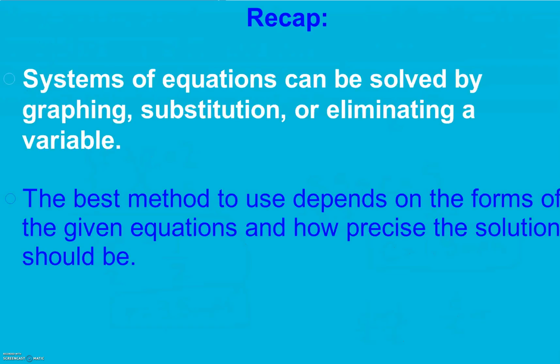A real quick recap here for section 6.4. Systems of equations can be solved by graphing, substitution, or eliminating a variable. The best method to use depends on the form of the given equations and how precise the solution should be. We can use graphing if we already have a graph or if they're easy to graph. We can use substitution if we already have a variable solved for or it's easy to solve for one. And we use elimination if we already have opposites, can easily get opposites, or if we can't really use either of the other ways very easily. Elimination is kind of our fallback. And that's section 6.4.